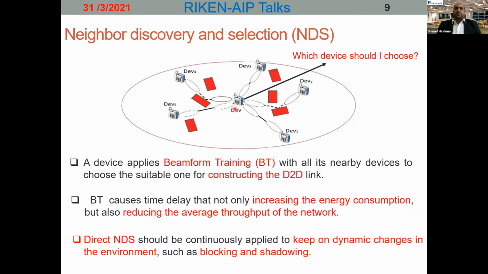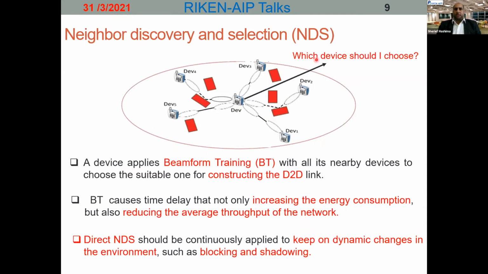Now we will handle the first problem in our talk today, which is neighbor discovery and selection. We have a central device that wants to connect with the best nearby device, but considering the blockage of millimeter waves.